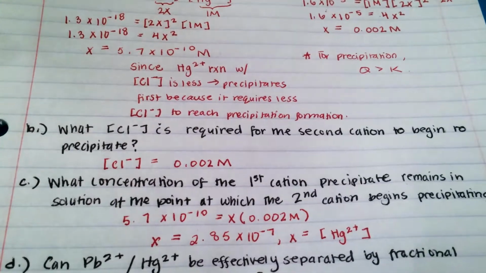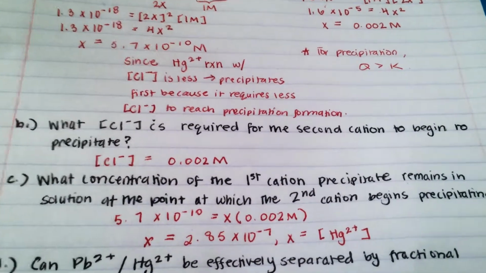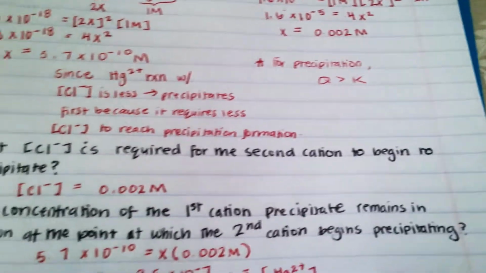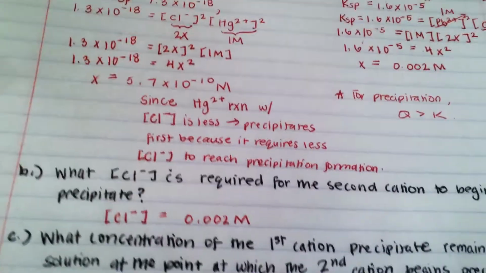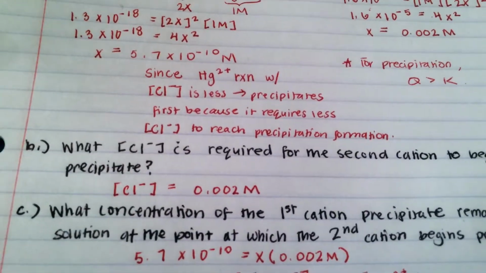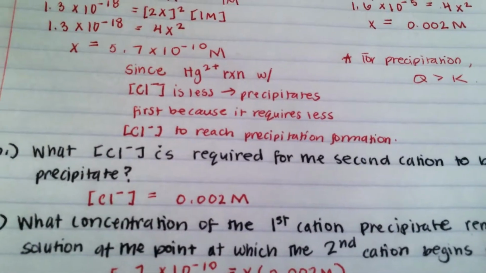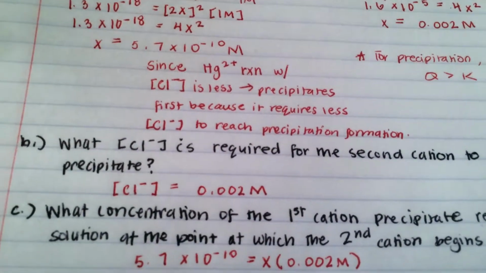For part B, it asks which concentration of Cl minus is required for the second cation to begin to precipitate. Well, we found that in part A. So we know that the concentration of Cl minus is equal to 0.002 molar.